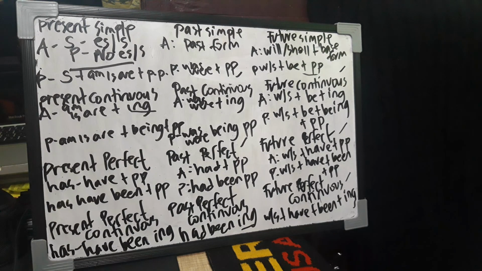Okay, so again, this is the summary and an overview of the outline regarding the 12 tenses of verbs in their active and passive form.